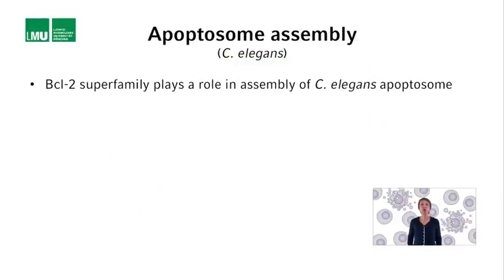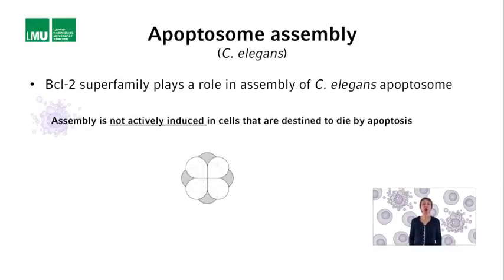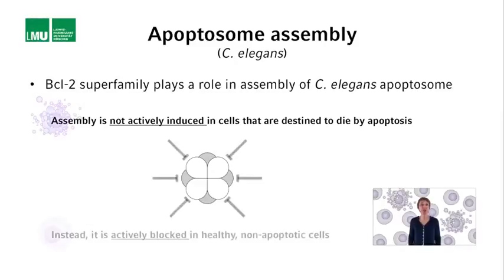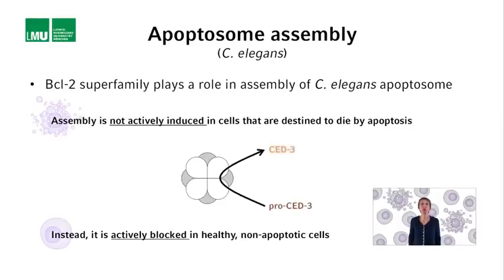Yes, the BCL2 superfamily does play a role, and it even plays a direct role. It turns out that in C. elegans, the assembly of the apoptosome is not actively induced in cells that are destined to die by apoptosis, but is actively blocked in healthy non-apoptotic cells. In those cells that are then destined to die, this block is relieved, allowing apoptosome assembly and pro-CED3 activation.